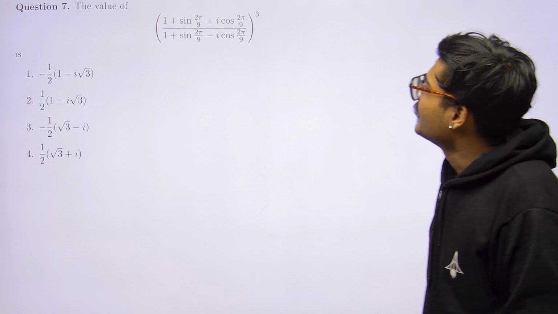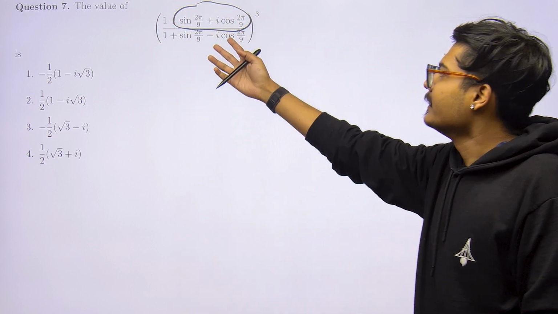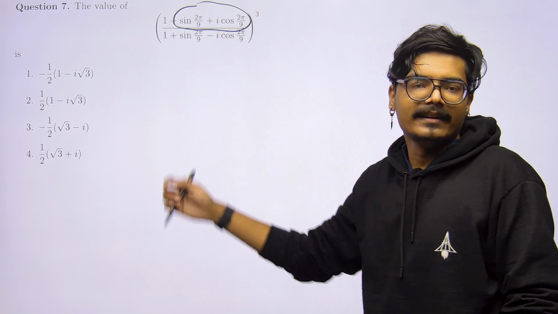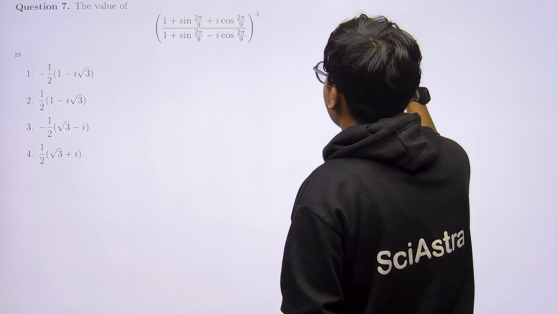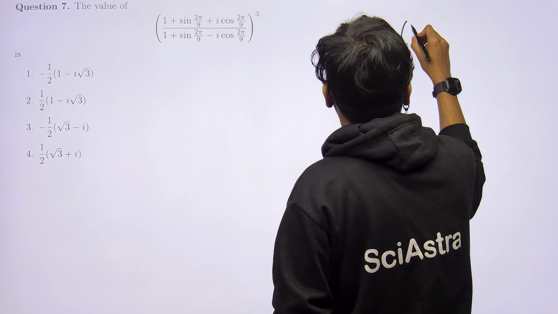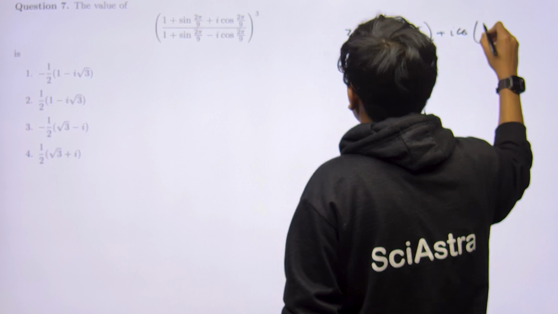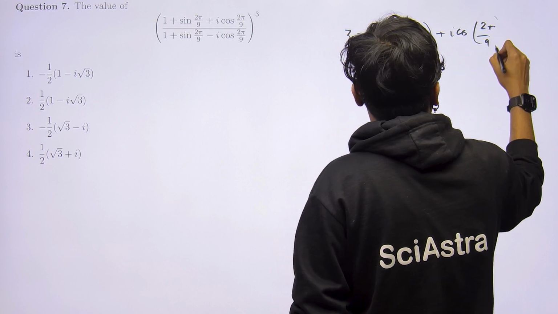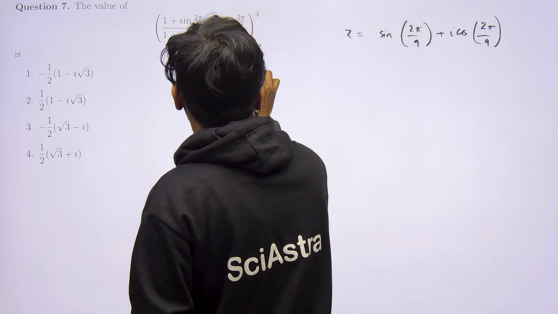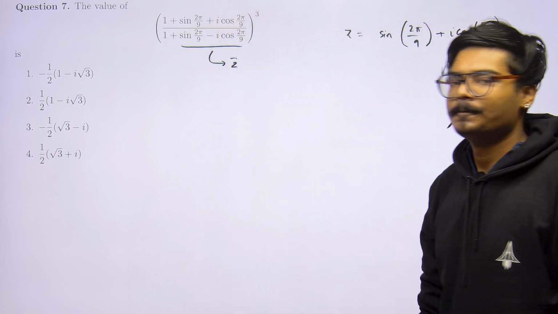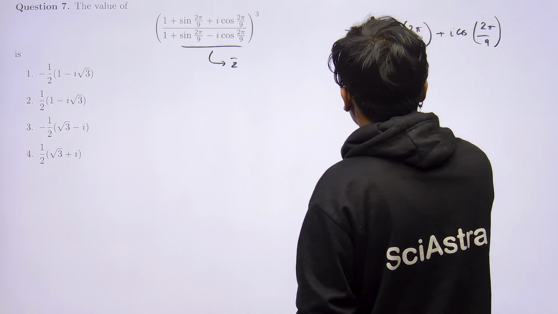Now if you look carefully, you can see that this number gets repeated both in the numerator and the denominator, except there's a minus sign, right? So what I can do is, let's define a complex number z equal to sine 2 pi by 9 plus I cos 2 pi by 9, right? So if I define z to be this particular number, the denominator is nothing but z conjugate, right? Also notice one more thing, if z is defined as this, mod z is 1, right?